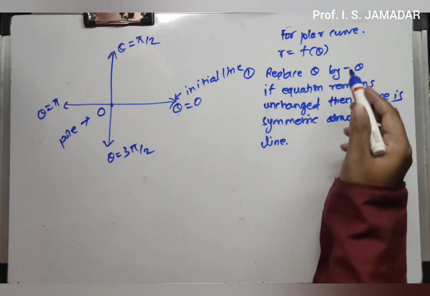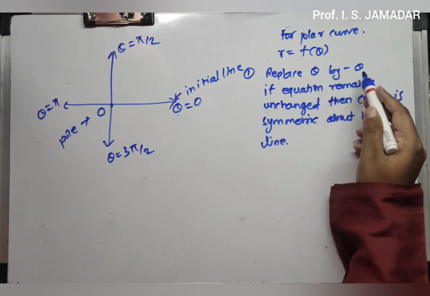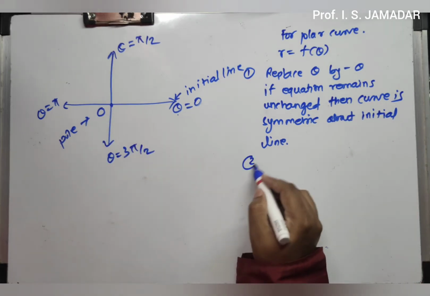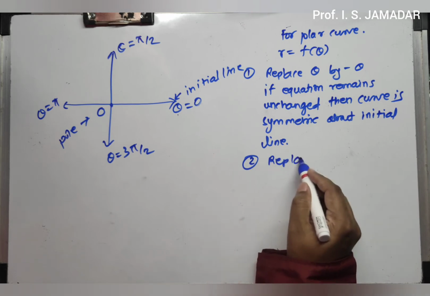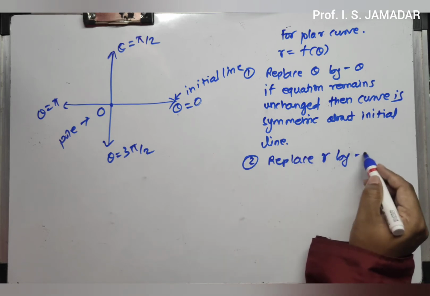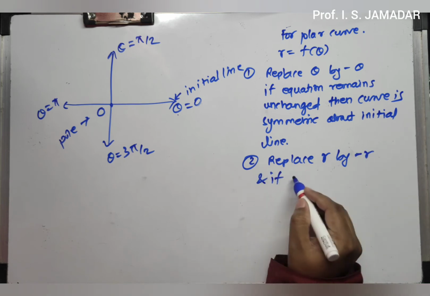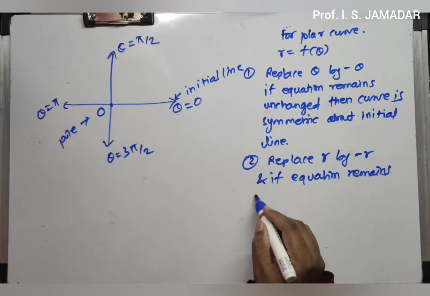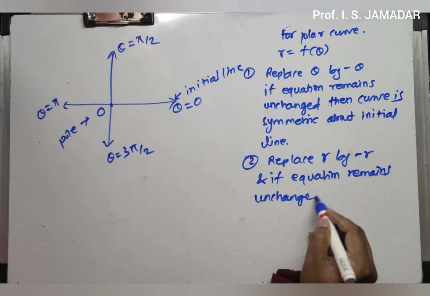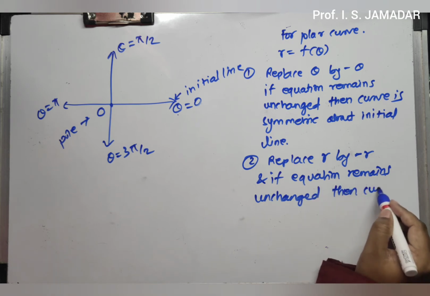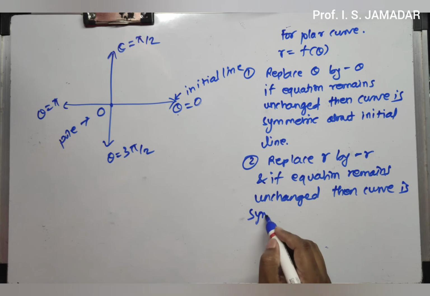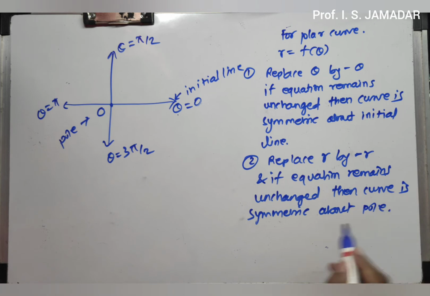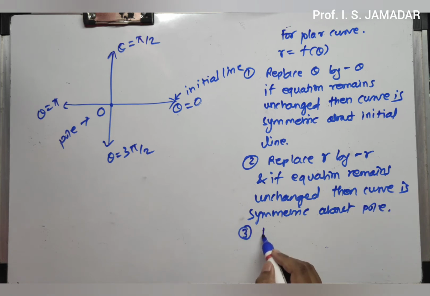Okay, so for a polar system or polar curve, if theta is replaced by minus theta and the equation remains unchanged, then the curve is symmetric about the initial line, theta equal to 0. Second rule: replace r by minus r, and if the equation remains unchanged, then the curve is symmetric about the pole.